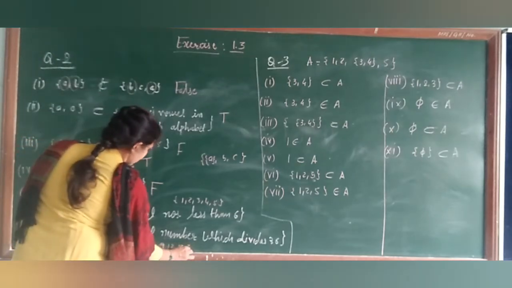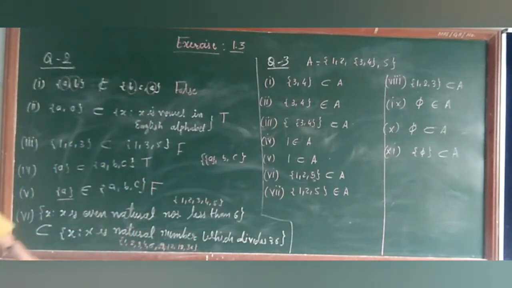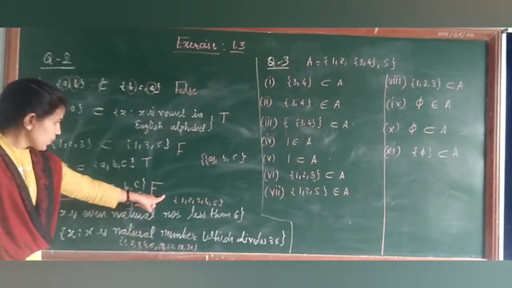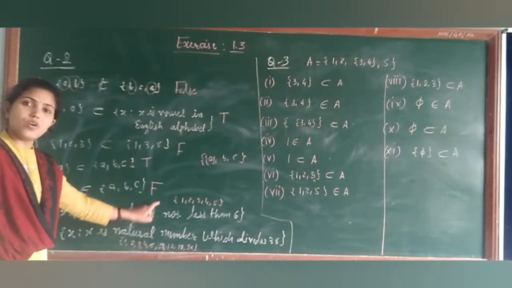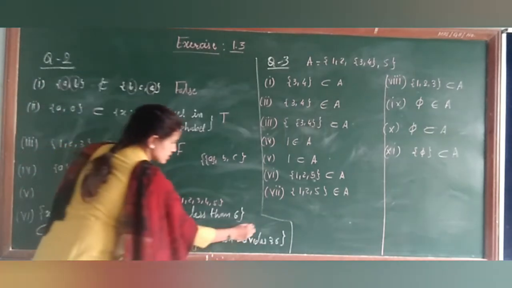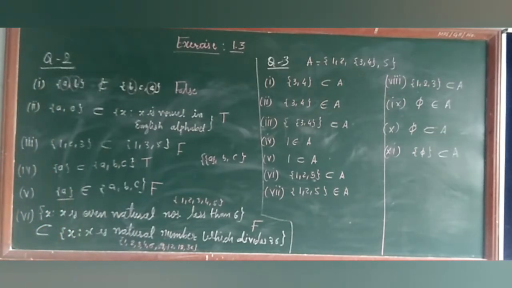18 and after this 36, right? So this is the set we are having, which is a natural number which divides 36. So all these elements are there. You can see these are not a subset. So what do we have to write here? Subset. So obviously this statement is false. Right, students? So this statement is false.